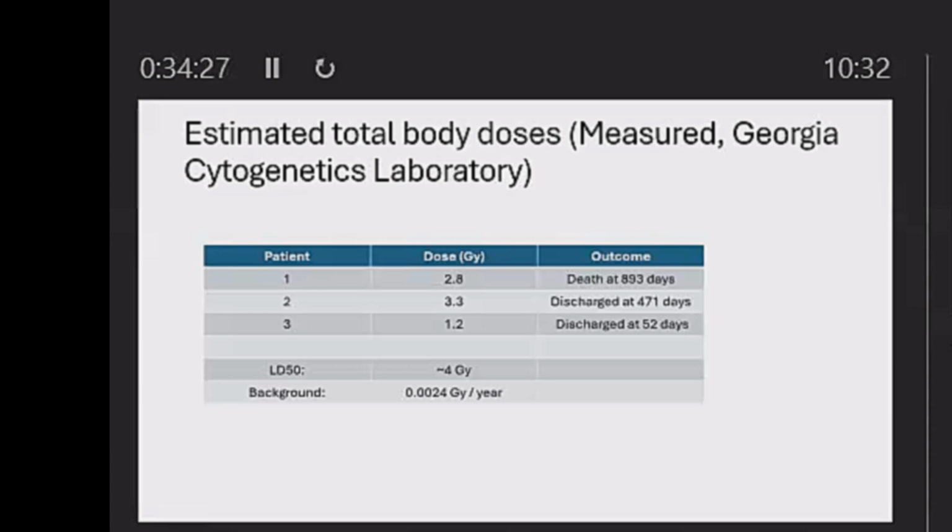Patient 3 had the smaller dose. He was discharged at 52 days. And again, for comparison, the LD50, lethal dose for 50% of the population, is 4 grays. So here, it's all around 4 grays, 2 lived, 1 died. It seems pretty reasonable.